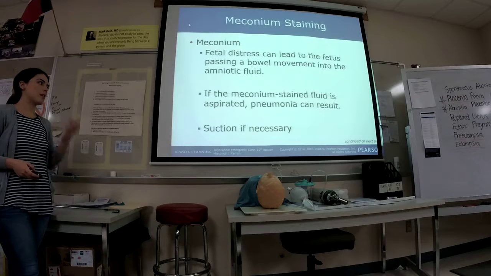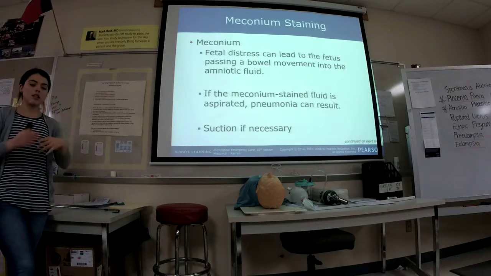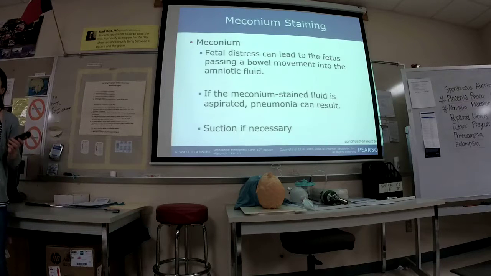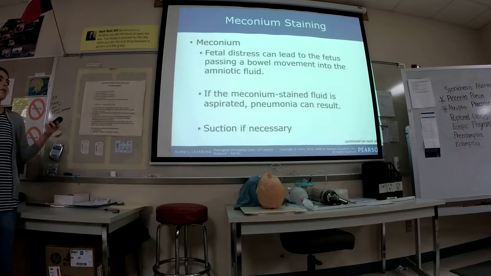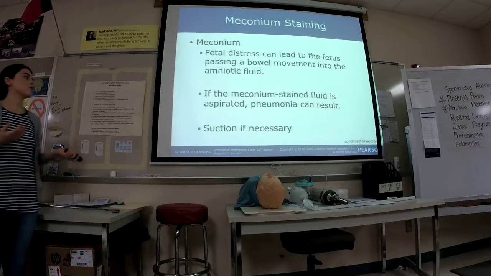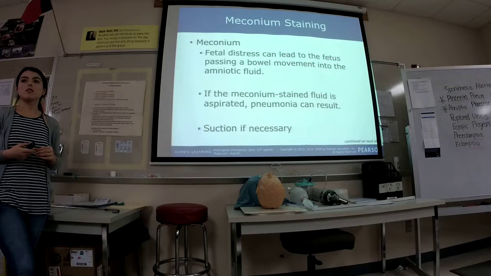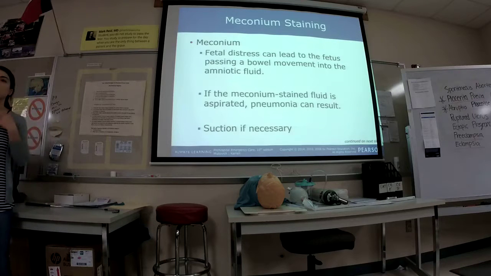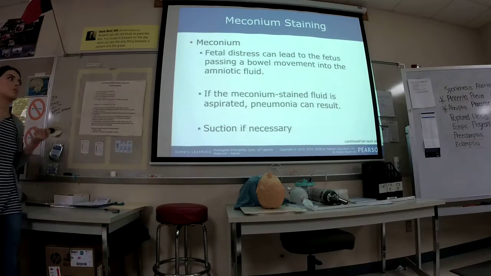And it's really important that whenever you're delivering and you do see this yellow-greenish fluid, we want to suction the baby as much as we can, because if the baby aspirates, it can cause infections. So suction as necessary. And usually if the baby is crying, we don't suction, because they're already getting all of that out of their airway. But if you notice that they're not crying, then you're really going to want to suction and focus a lot on getting their airway open.